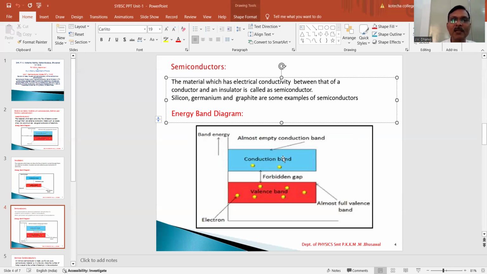Let us see the energy band diagram. In the energy band diagram, here is the valence band, in between the forbidden gap, and the conduction band. The forbidden gap of semiconductors lies between that of the conductor and insulator. And some electrons we will observe in the conduction band. So we can say that the resistivity of semiconductor materials lies between the conductor and insulator. That is why it is called a semiconductor. So let us see the next.